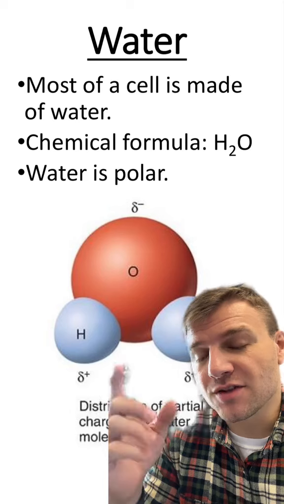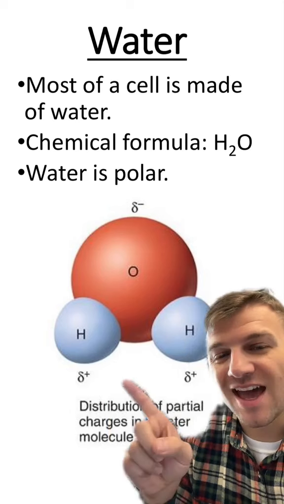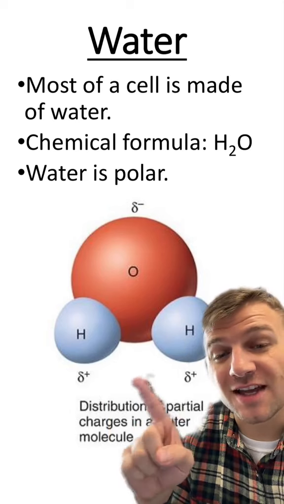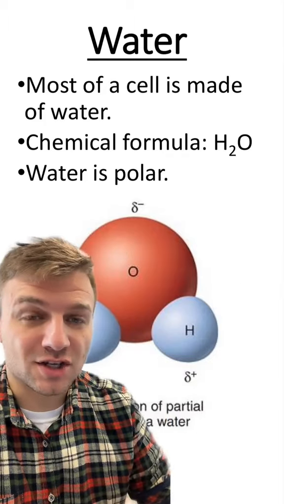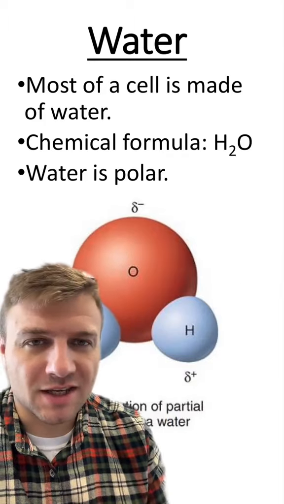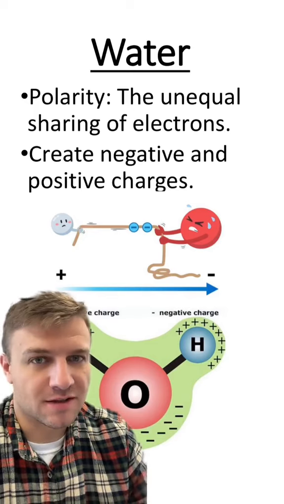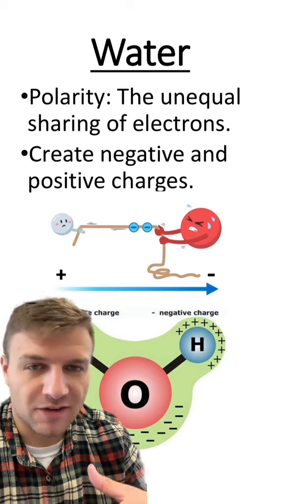And these covalent bonds are part of the reason why water is polar. As you can see, there's a delta positive sign down here near the hydrogens, and a delta negative up here next to the oxygen. But what do these positive and negatives mean? Let's review what polarity actually means. Polarity is the unequal sharing of electrons.